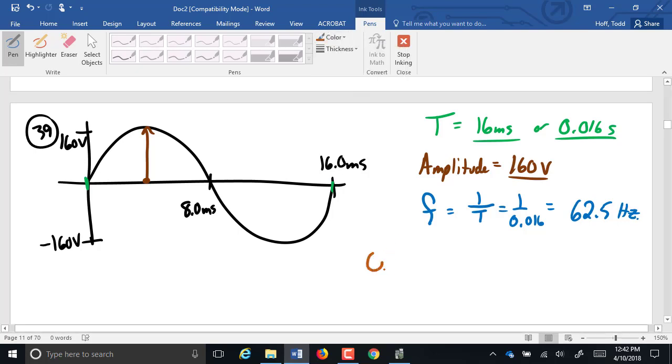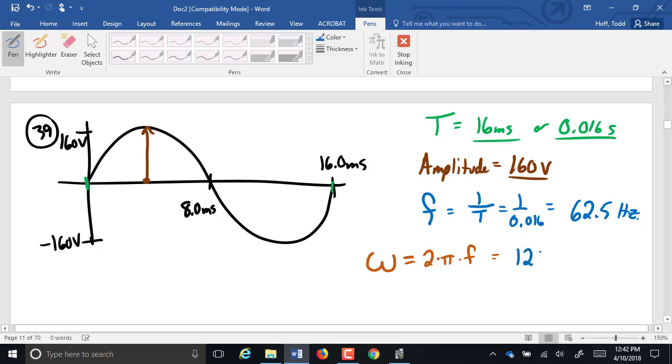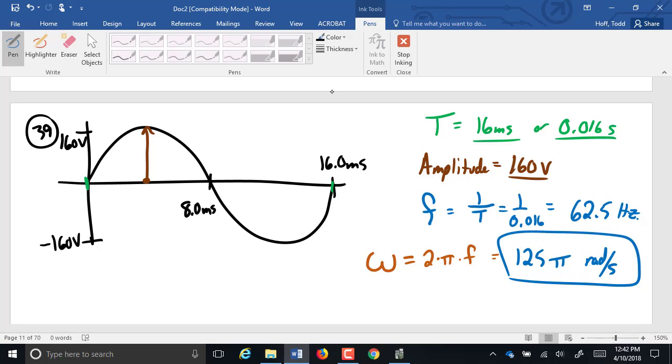What is angular velocity, omega? 2 times pi times f, otherwise known as 125 pi radians per second. What do you think? Not so bad? Good.